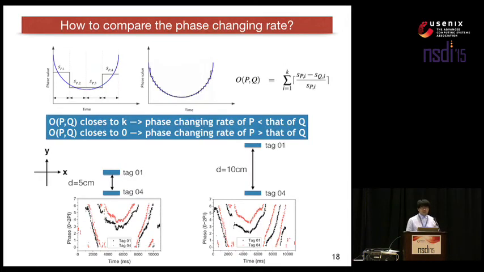After determining the tag order along the x-axis, we compare the phase changing rate of each tag within the V-zone to determine their relative order along the y-axis. In this step, we first split the V-zone into the same number of small blocks. Within each block, we compute the average phase value. Then we compare the phase changing rate of two profiles by comparing the average values within the corresponding blocks. Such a process is easy to implement and takes negligible computational overhead.